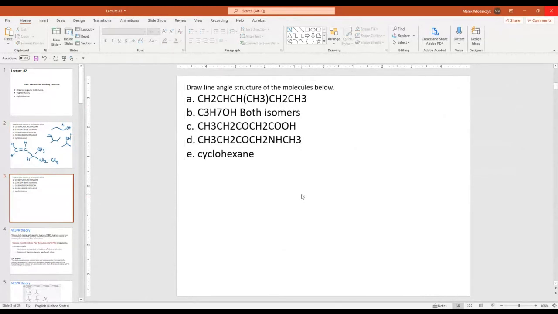The next molecule is CH3CH2COCH2COOH. I hope everybody knows that COOH is a carboxyl group. So we have CH3, CH2, CO, CH2, COOH.